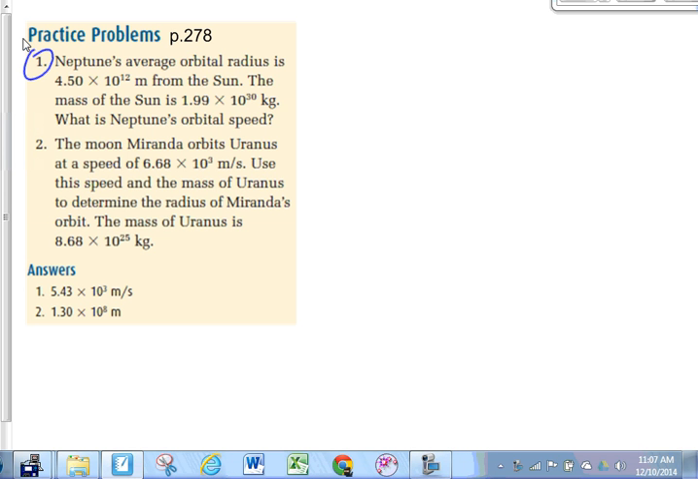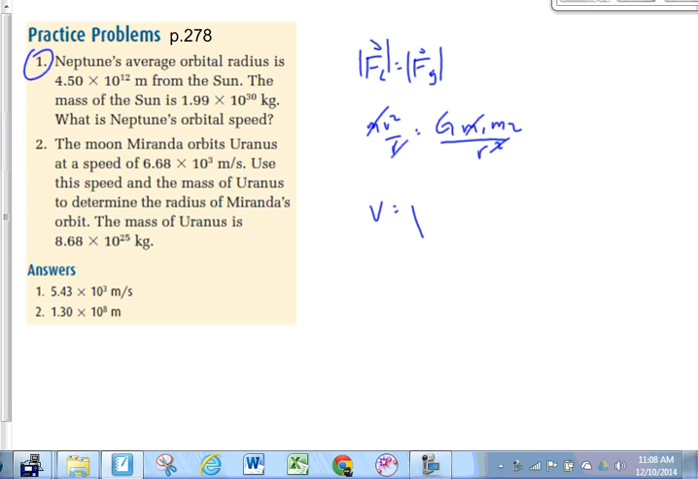Neptune's average orbital radius is 4.5 times 10 to the 12 meters from the sun, so it's a long ways away. The mass of the sun is this. What's Neptune's orbital speed? It's a satellite, right? It's a natural satellite. We say FC is equal to FG. mv squared over r equals G m1 m2 over r squared. One of the r's cancels. One of the m's cancels. We're left with v is equal to the square root of G times M, being the mass of the producer, not the planet, the producer, which in this case is the sun, over r.